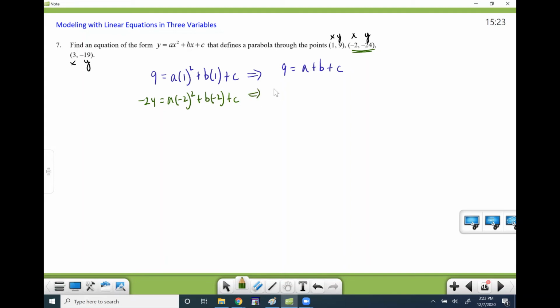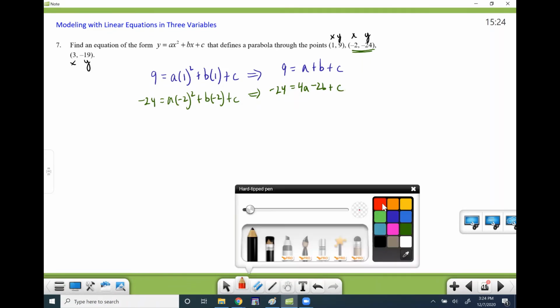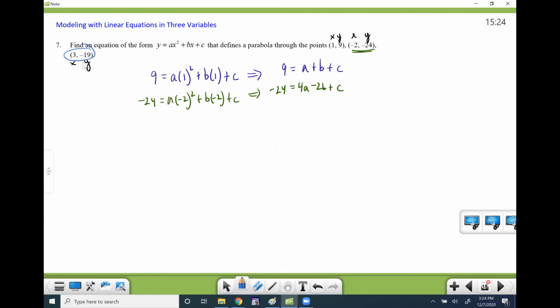All right, now if I clean things up, I have -24, -2 squared is 4, -2b, and c. We'll do it one more time. Now I'm going to do it with the last point, 3, -19. -19 is the y, 3 is the x. And now you see why this is in this section. You're like, oh yeah, this looks like what we've been doing, okay? Now there's no thinking about it.